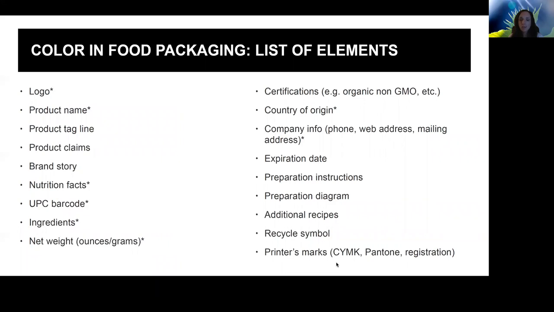So those are the things that are required, as well as the company info, which will be like the phone number, the web address, the mailing address, etc. Anything else that you add can just make your brand come a little bit more alive. Some of those things will be a product tagline, product claims, brand story, additional recipes, the recycle symbol. You may want to include the printer's mark, which is like the match proof that sometimes you see on the flap on the inside, which will have the CMYK, cyan, magenta, yellow, black, in varying percentages, and then you'll have your spot colors, your Pantone colors, your pre-mixed inks, right?